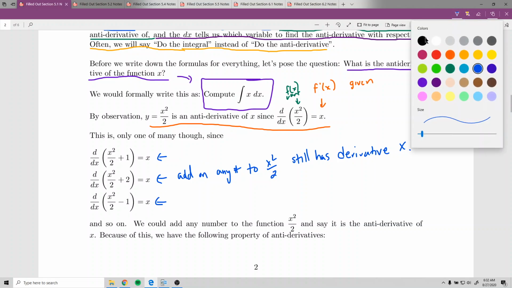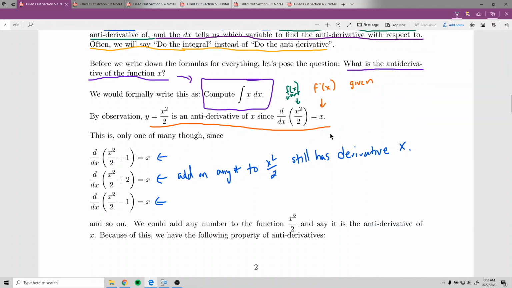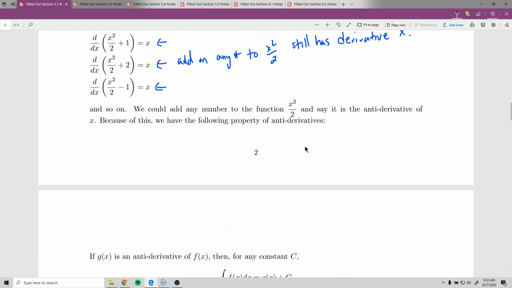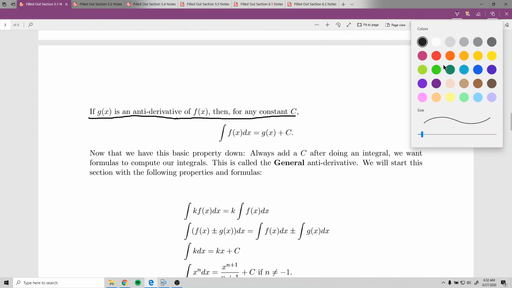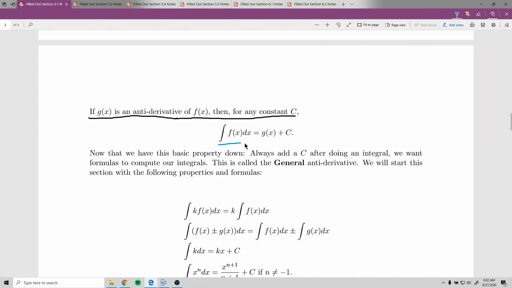So that is why we're going to have something in our formulas that you cannot forget when you do the antiderivative, and that is this plus c. So it says if g of x is an antiderivative of f of x, then for any constant c, the antiderivative of f of x equals that g of x plus c.